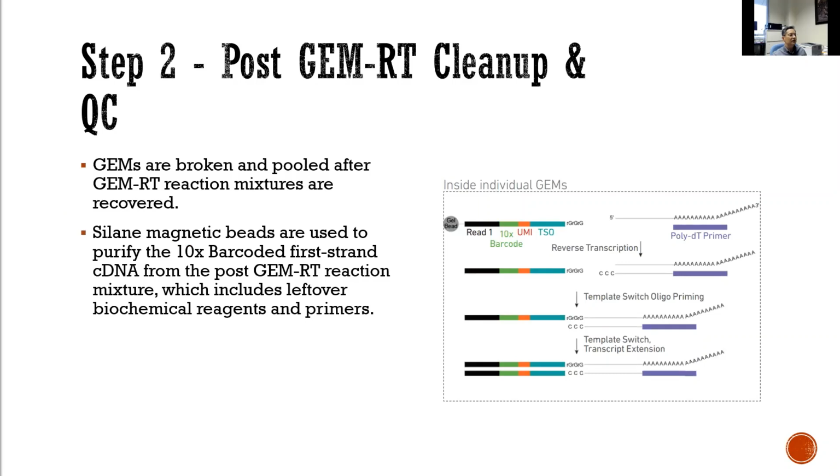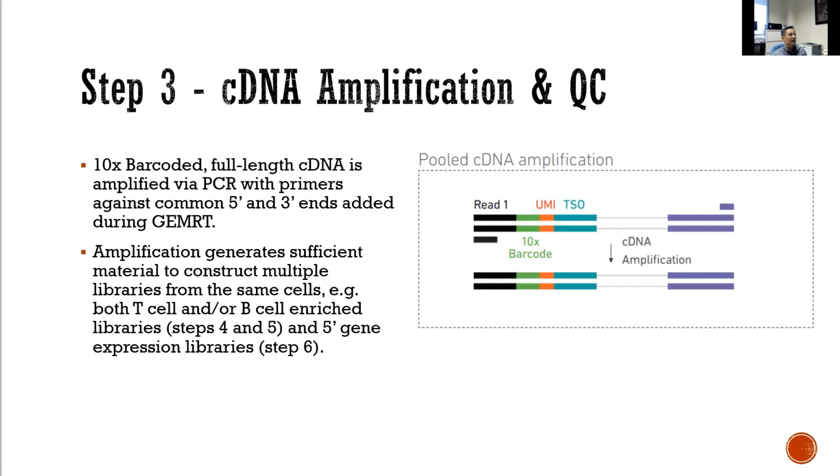Okay, after reverse transcription, after the reaction, we have a clean up step and the QC steps. So that clean up gets rid of the leftover chemicals, reagents, and the primers. Then you have those bead captured cDNAs purified in this step. And then we will have a cDNA amplification step.